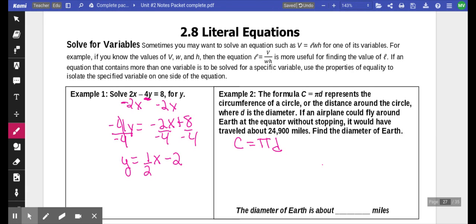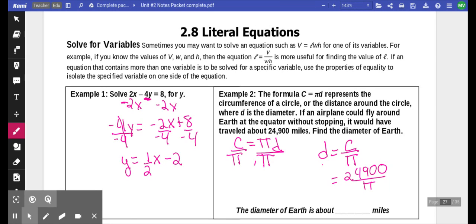So I could substitute and then solve, but it's easier if I'm going to be using the equation repeatedly to solve for diameter first. So to isolate diameter, or d, I'm going to divide both sides by pi. So I get d equals circumference over pi. Then I'm going to do 24,900 divided by pi on my calculator. And when I do that, I get 7,925.9 miles, or approximately 7,926.